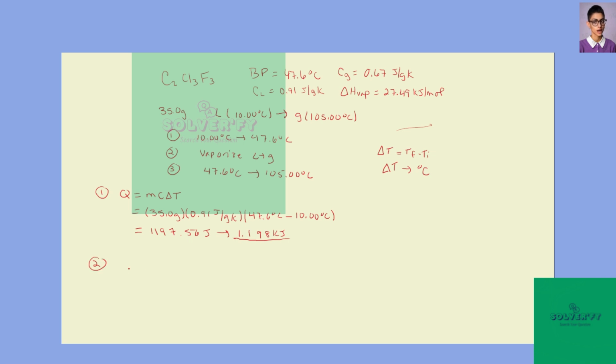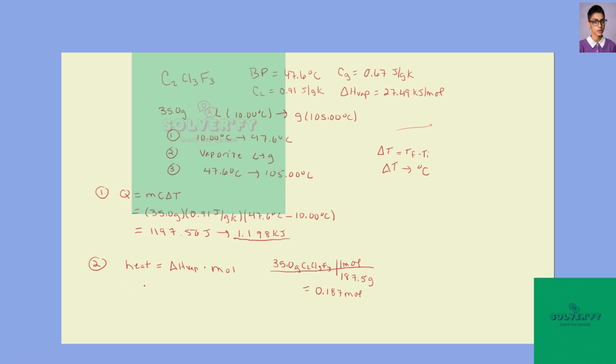In step 2, we are vaporizing. So the heat required for that is going to be equal to the delta H of vaporization. And since that is per mole, we're going to have to multiply that times the number of moles that we have. So I'm going to need to convert my 35 grams of C2Cl3F3 into moles. And the molar mass of that is 187.5 grams. So I get the number of moles is equal to 0.187 moles.